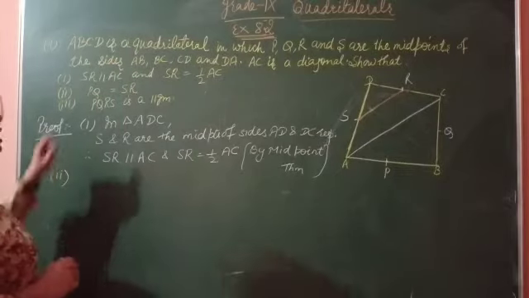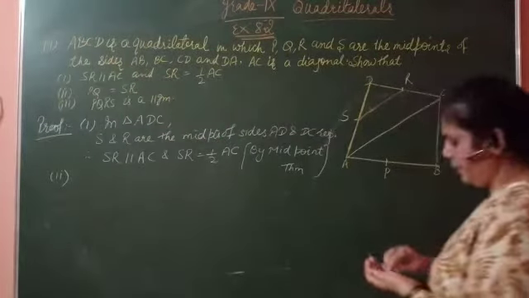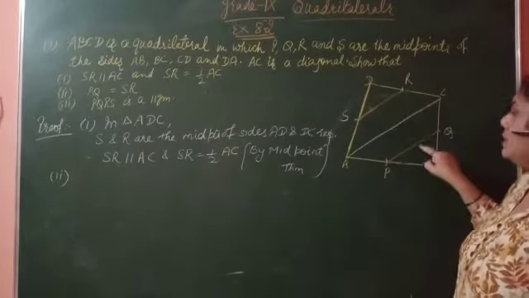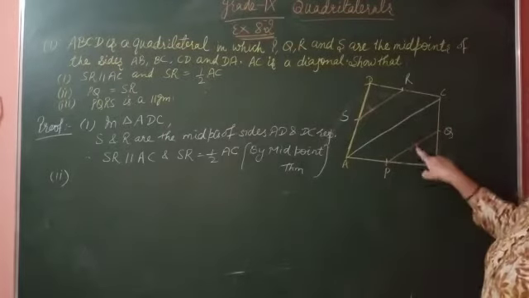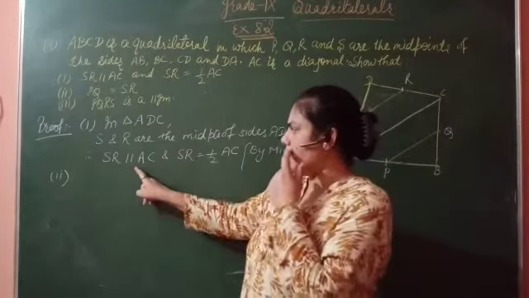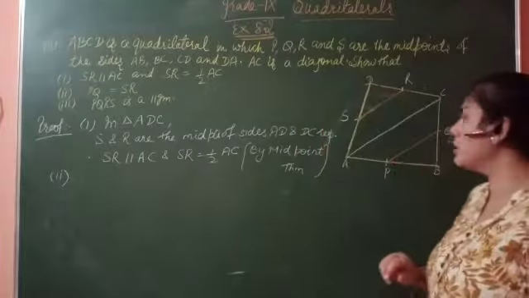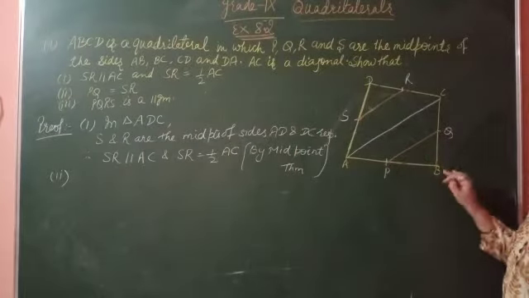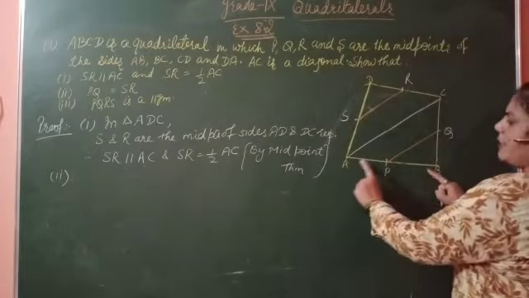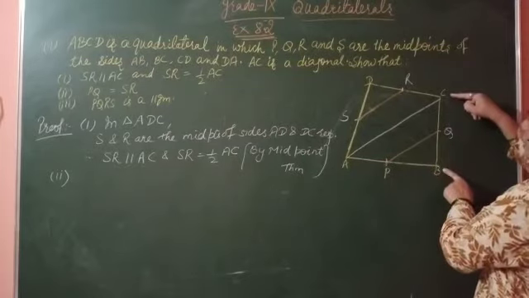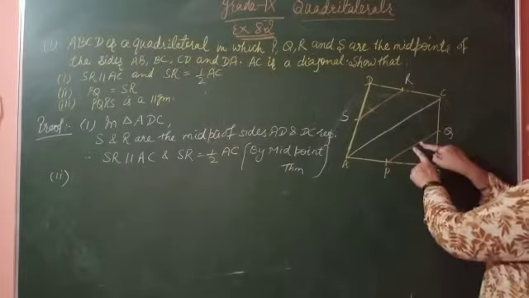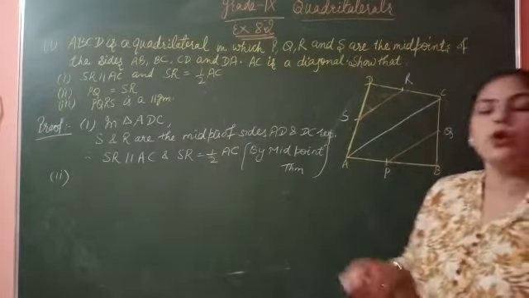What we have to prove? We have to prove that PQ is equal to SR. Just as we proved in the first part that SR is parallel to AC and SR is equal to half of AC, in the same way we take this triangle ABC. I will also prove that PQ is equal to half of AC, because P is the midpoint of AB and Q is the midpoint of BC. So when we join the midpoints of two sides of a triangle, that line is parallel to the third side and is equal to half of it.